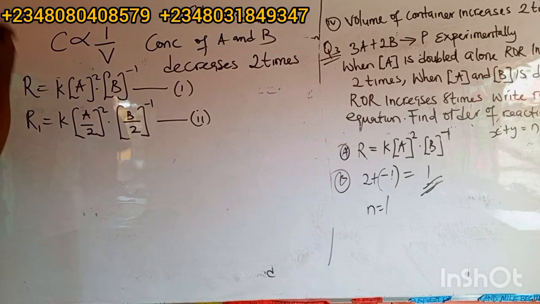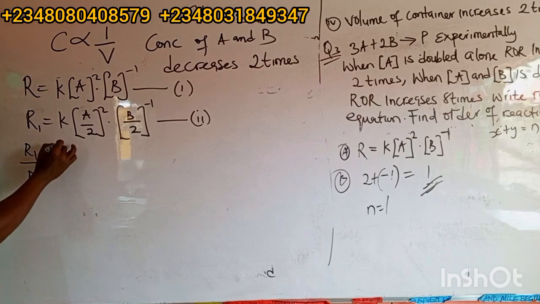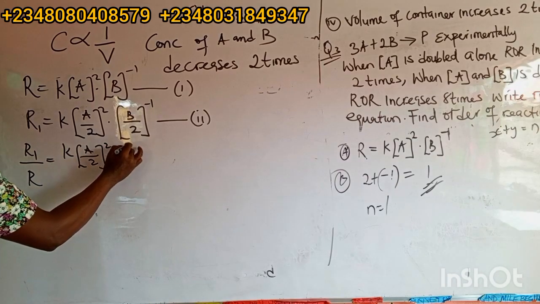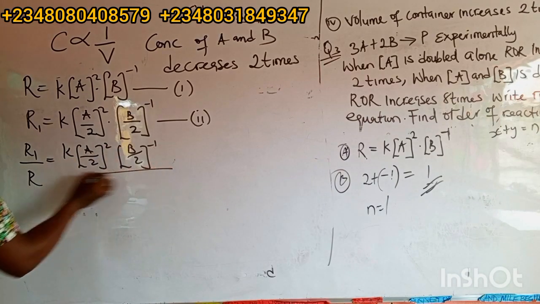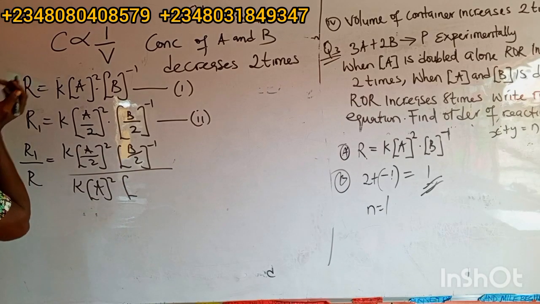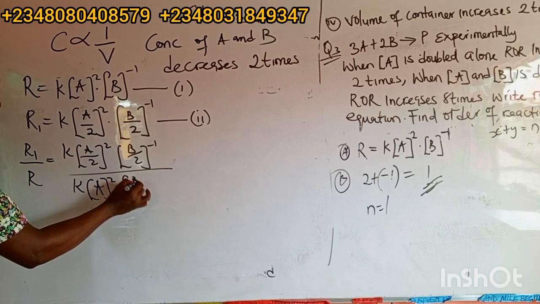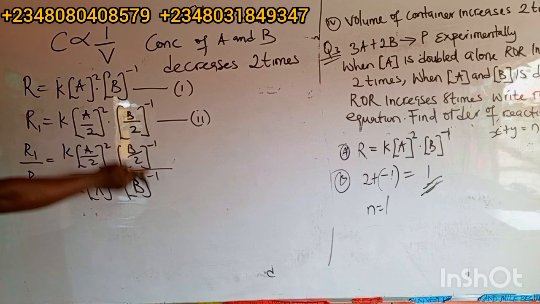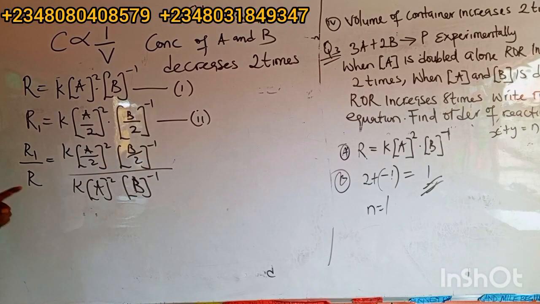Divide equation 2 by equation 1. What do we have? R1 over R equal to what? K into A over 2 raised to power 2, B over 2 raised to power minus 1, over K, A raised to power 2, B raised to power minus 1. Do your simple mathematics, no wrong. Be calm with your mathematics, don't rush.